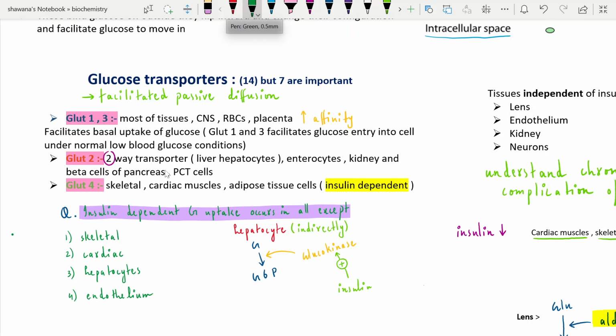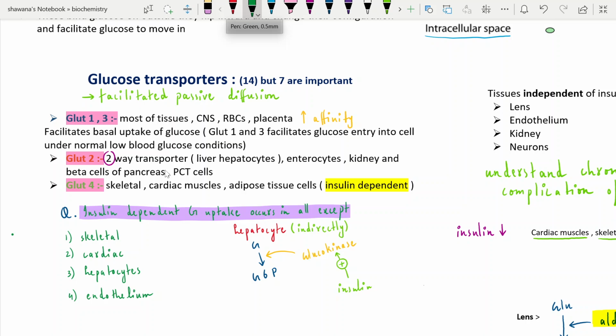What does basal uptake of glucose mean? It means that under normal low blood glucose concentrations, for example when we have eaten a meal about 3 hours ago and our blood glucose is low normal, even in this condition GLUT1 and 3 are still working.